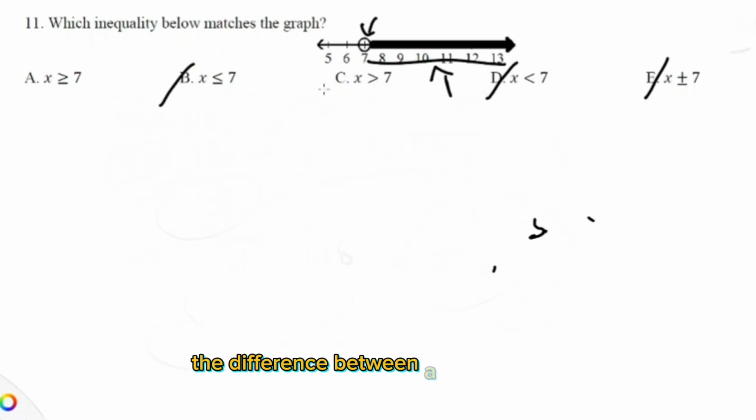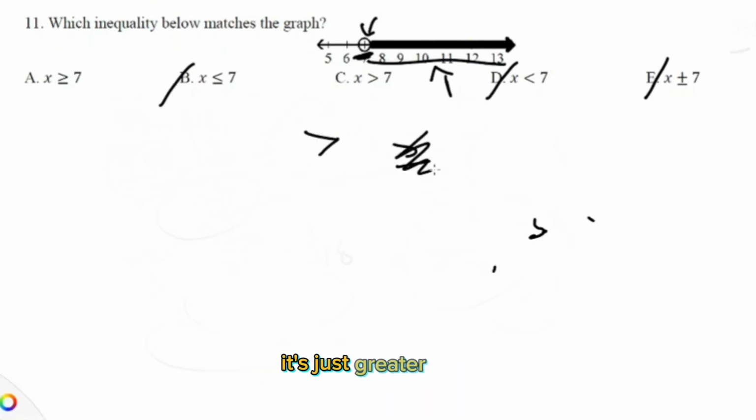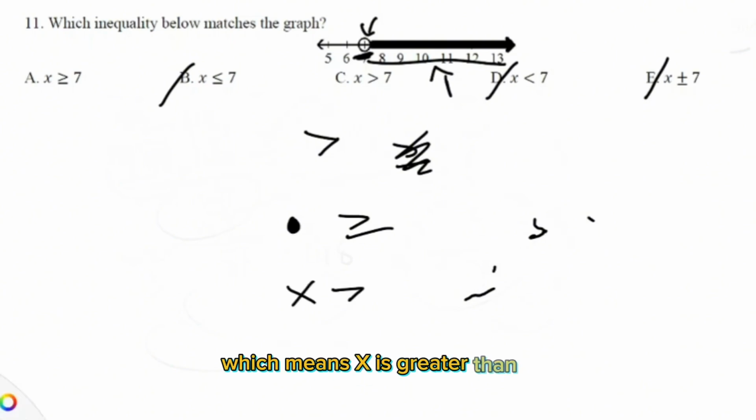The difference between A and C is that A is x is greater than or equal to 7, and C is x is greater than 7. So which one is the right one? Well, we figure that out using the circle. When the circle is open like this, that means it is just greater than, not greater than or equal to. If the circle was closed, then it would be greater than or equal to. So in this case, the circle is open, which means x is greater than 7.